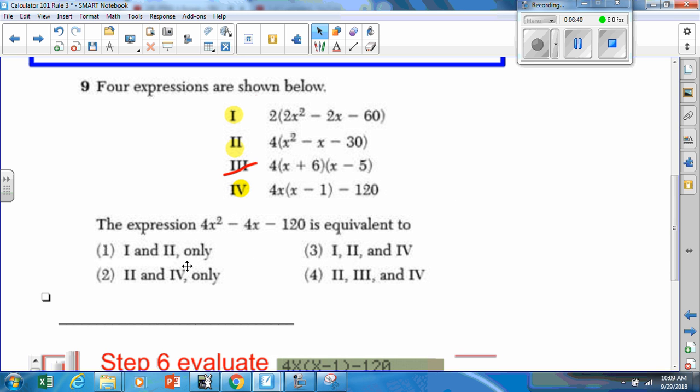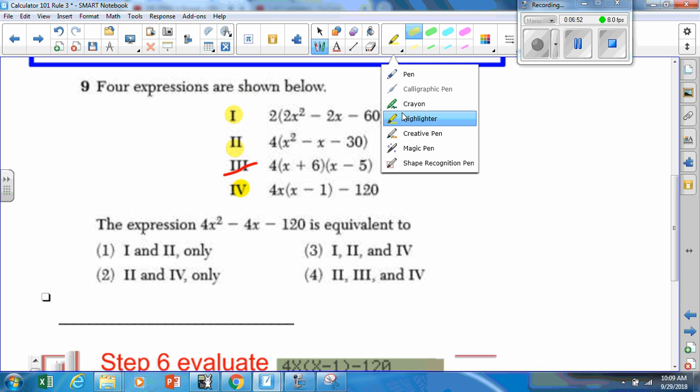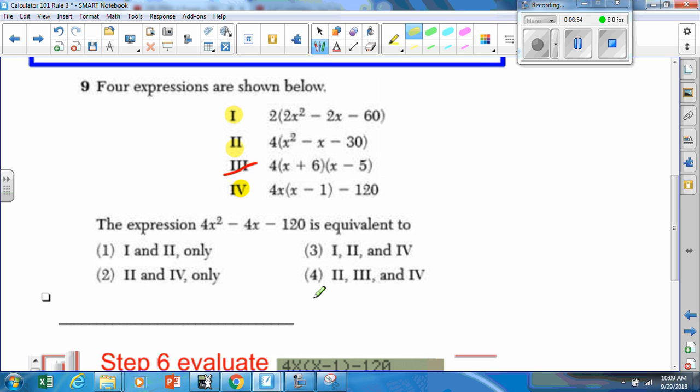Okay. All right. We're going to pause the video and get you guys ready for the final installment of Rule 3. If you were given an expression and asked to find an equivalent one, plug in values and compare.